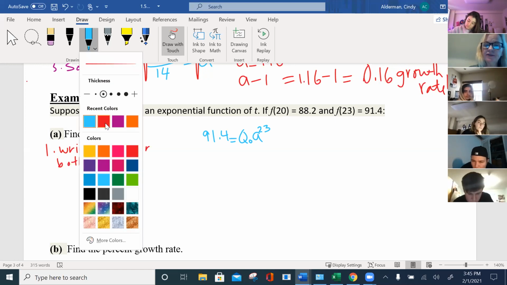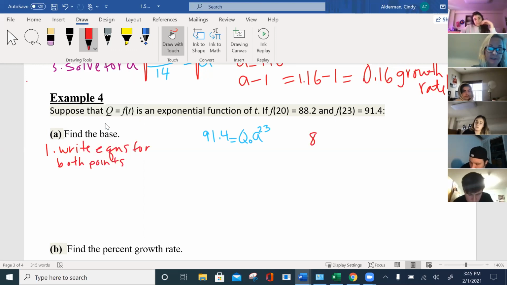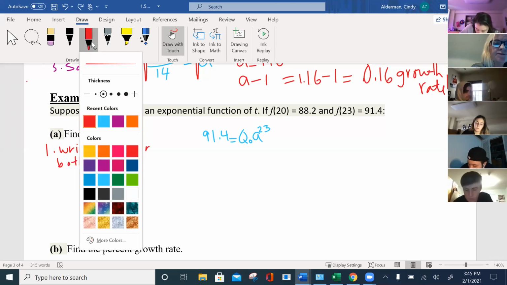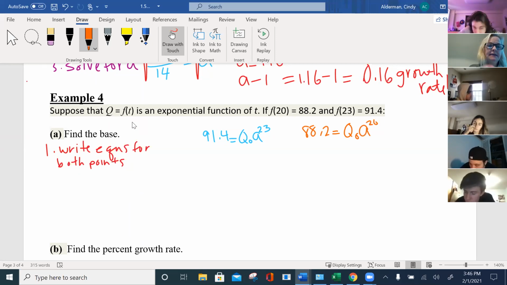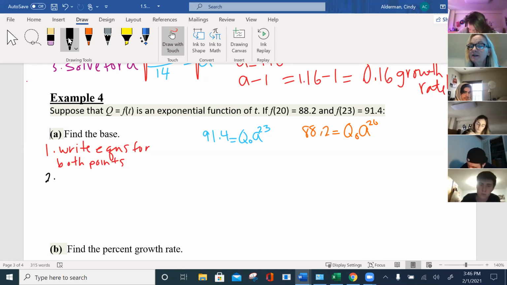Then let's write another equation for the other point. So that would just be 88. Oops, I want to use a different color. There we go. That would be 88.2 is equal to the initial value, a to the, how many years? 20 years.